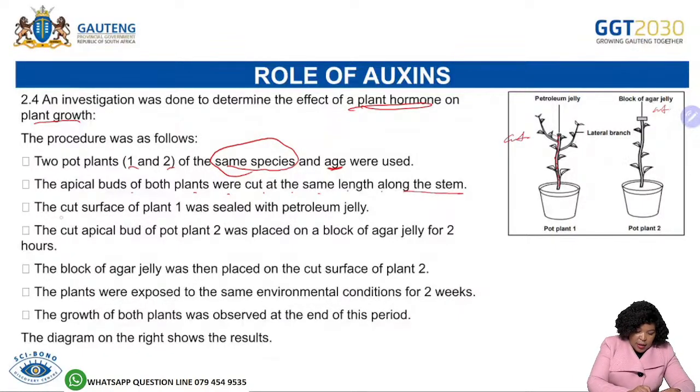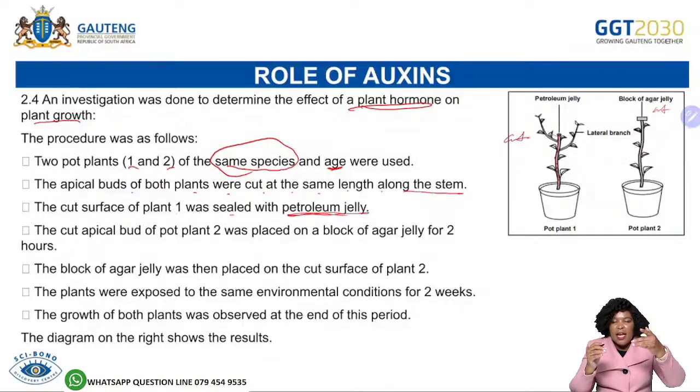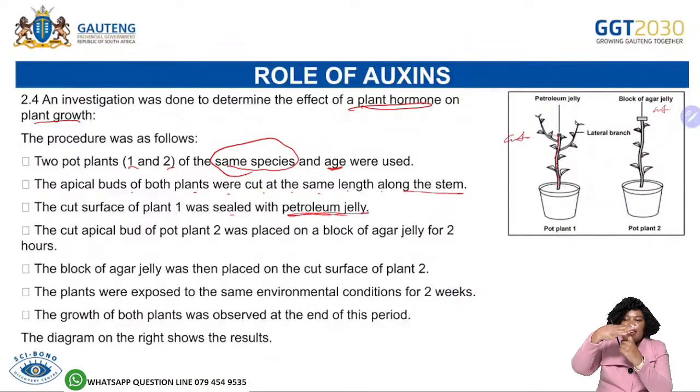Right. The cut surface of plant 1 was sealed with petroleum jelly. You need to stop and go back and understand. So you have the pot plant 1, they said they cut the apical bud, or the tip. You can say it's also the tip, but here they are calling it the apical bud. Now, after cutting the apical bud, we are told that that opening of the stem was sealed with petroleum jelly or Vaseline.